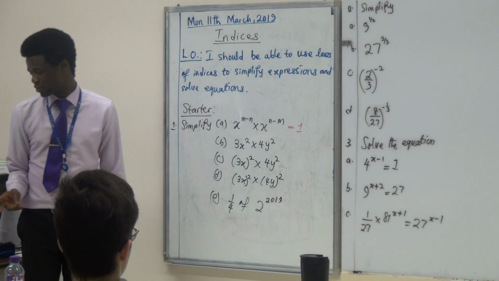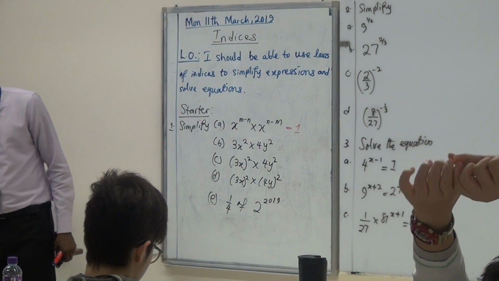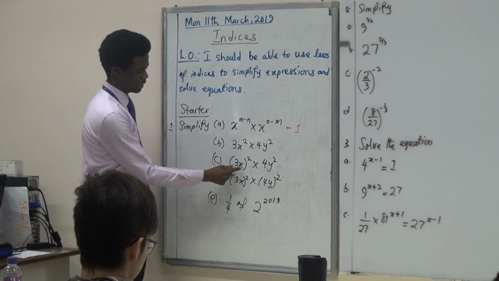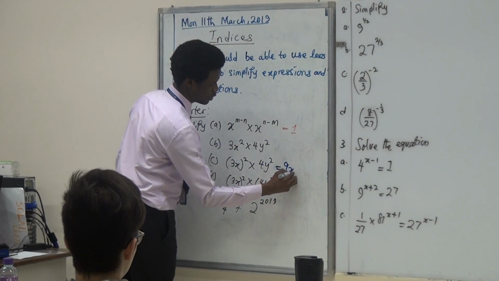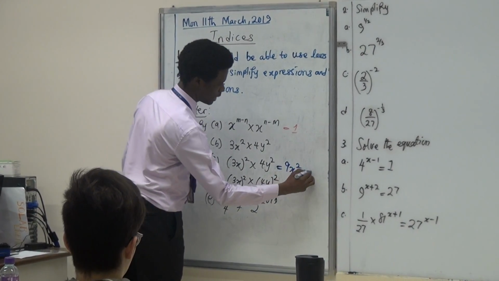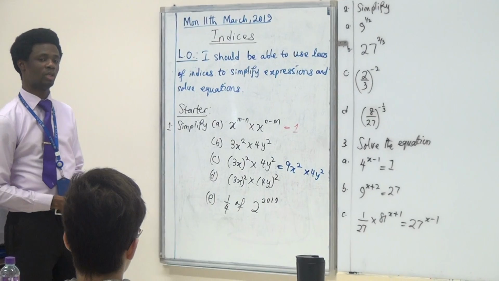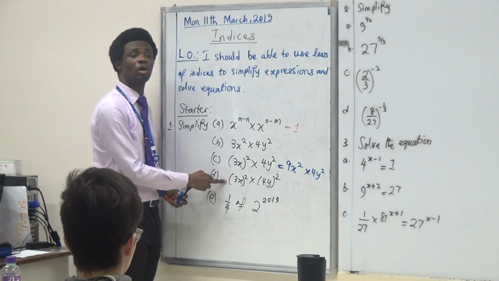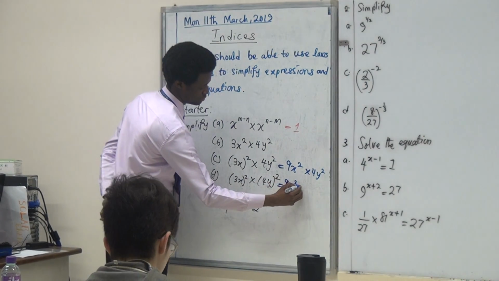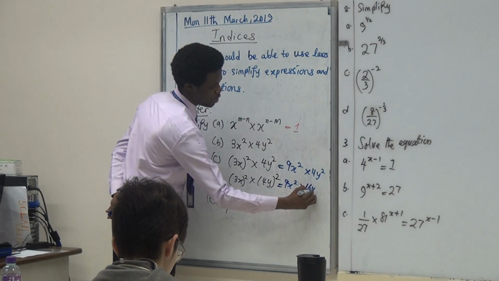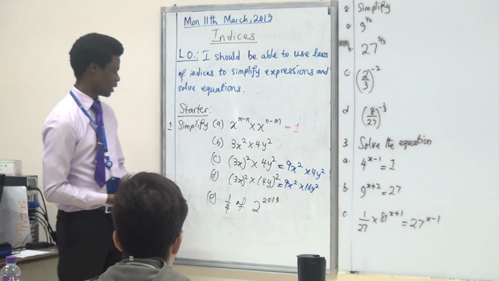Law number 4. Let's read that out. When a bracket is raised to a power, it affects all expressions in the bracket. So, like this, which means this is going to be 9x squared, right? Yeah. Then you multiply by 4y squared, and what do you get? 36x squared y squared. And I think law 4 affects this also, right? So this will be, open the bracket, 9x squared times 16y squared. And what did you get? 144x squared y squared.